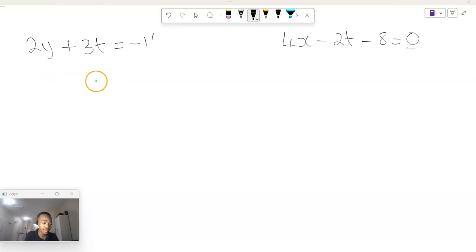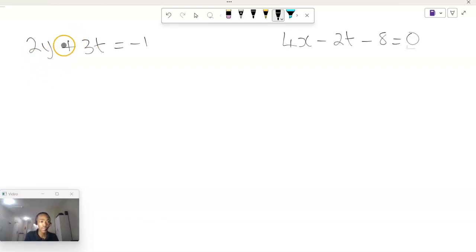So, sketching the graph. Here we have two graphs: 2y plus 3t is equal to negative 1, and on the right-hand side you have 4x minus 2t minus 8. Let us start with this one here. Remember we said these come in handy. Just manipulate the formulas and make y the subject of the formula.